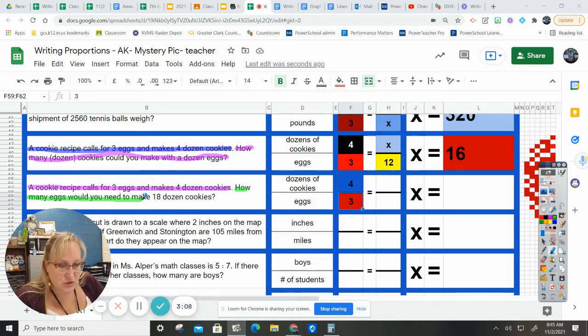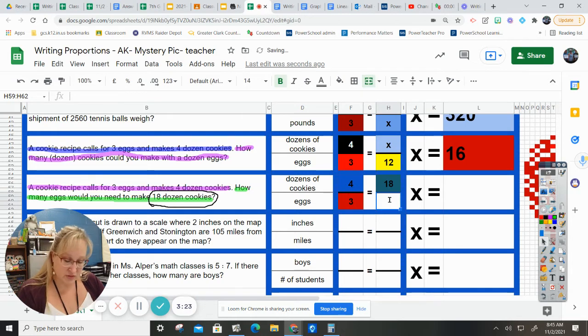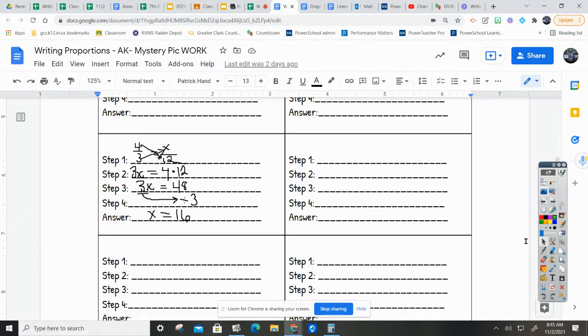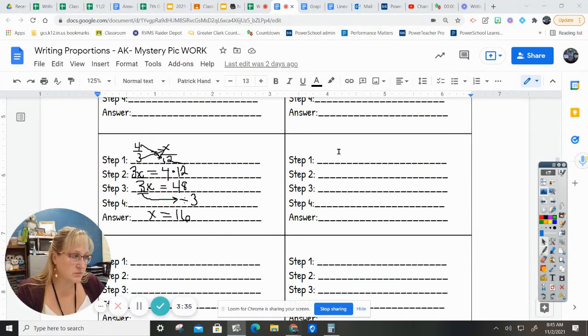How many eggs would you need to make 18 dozen cookies? So here's the difference. It's not giving me eggs this time. It's giving me the dozen cookies. So I have to put the 18 up here, and what we don't know is the eggs. So 4 over 3 equals 18 over x.